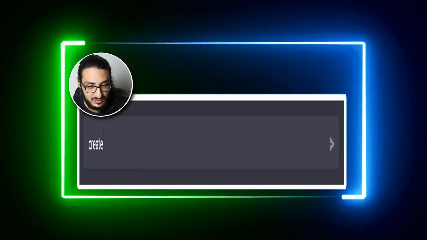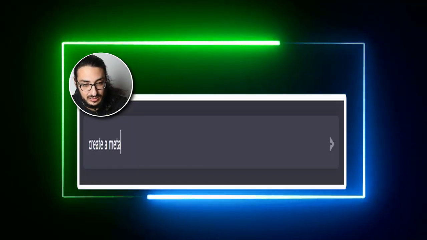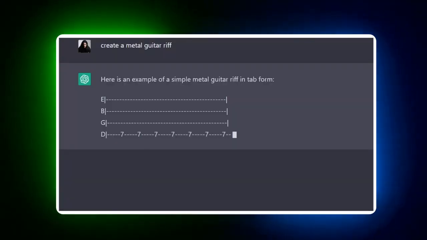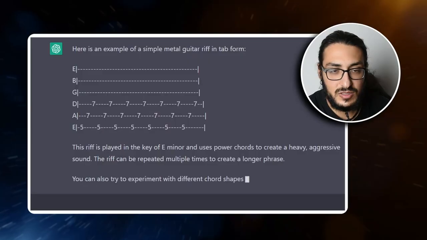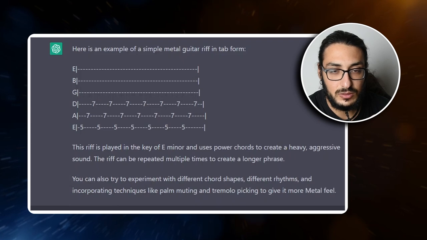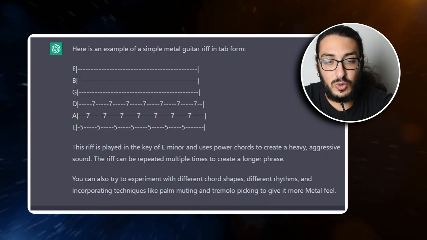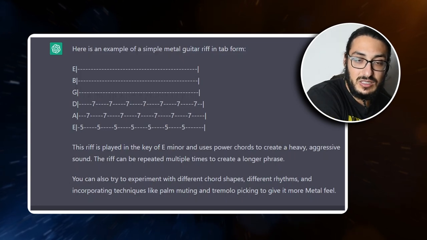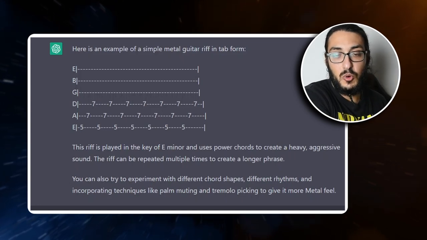Let me just one time put a completely simple text: create a metal guitar riff. Let's see. What? This riff is played in the key of E minor. Try to experiment with different chord shapes and rhythms, and incorporate techniques like palm muting and tremolo picking to give it a more metal feel. You're just giving us a small thing to create something huge.